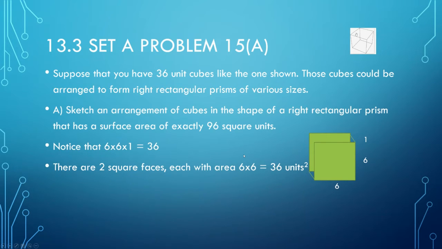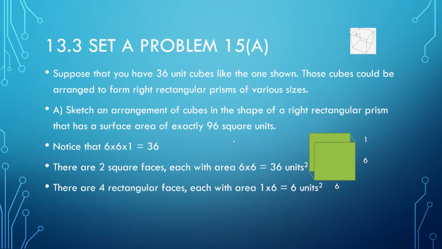Now let's see what the surface area is. There'll be two faces. Each one will have an area of 36 square units because 6 times 6 is 36. So the front and the back are both 36 square units. And then there will be 4 rectangular faces. Each one will have an area of 1 times 6 or 6 square units. And then to get the total surface area, we have 2 sides that are both 36 square units and 4 sides that are each 6 square units. And that gives us 96 square units altogether.